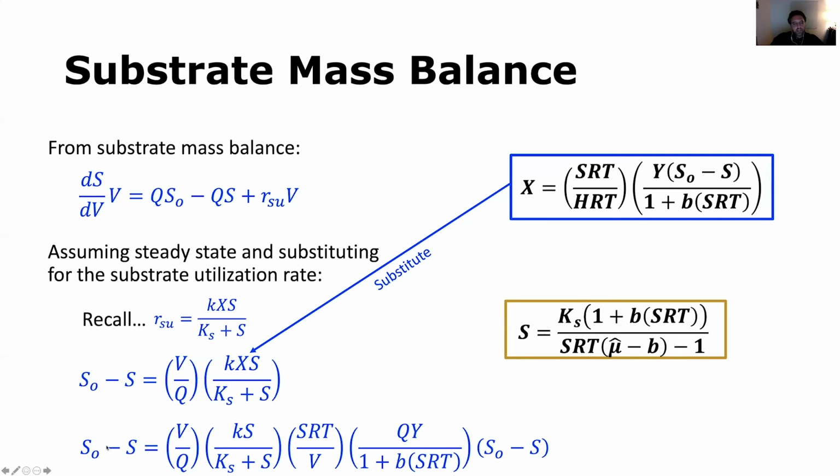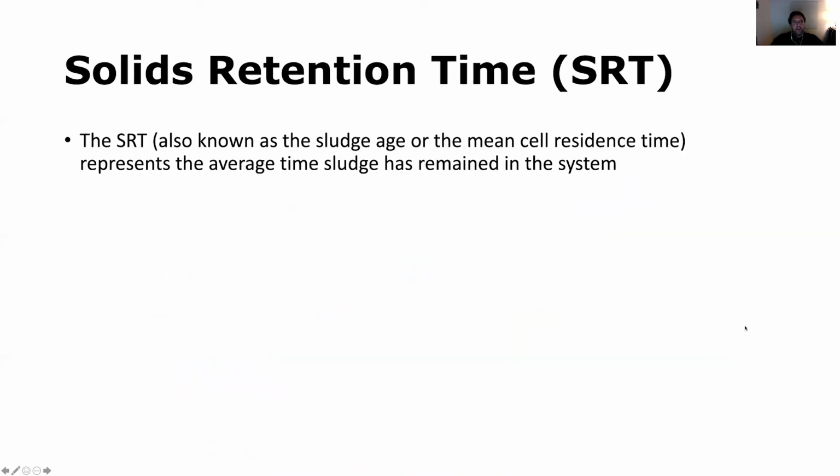Because we can calculate the percent removal of BOD or COD by utilizing S sub 0 and the value S that's leaving the reactor. All right, so these two equations are very important to have at hand when completing the example problems that we'll be doing. So a little bit more about the solids retention time. This is also known as the sludge age or the mean cell residence time, and it represents the average amount of time that sludge or biomass has remained in the system.